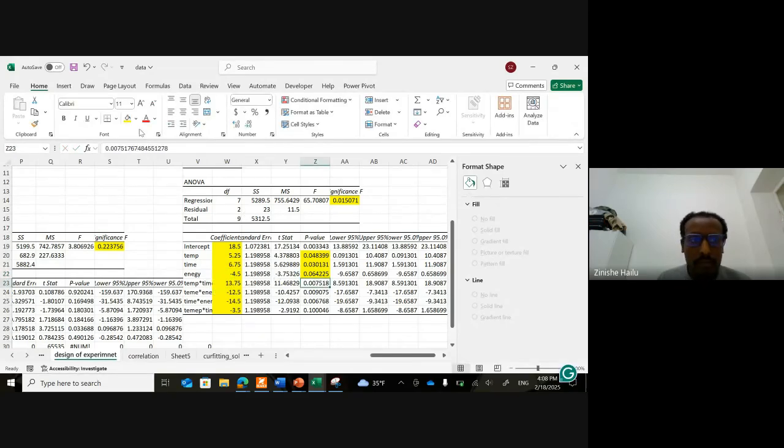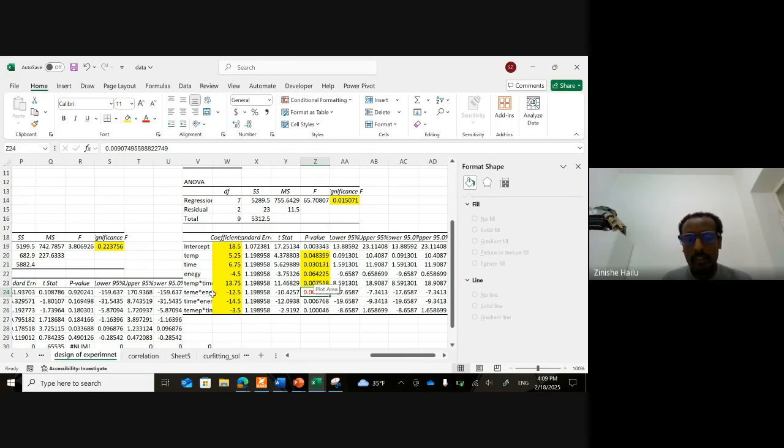And this is the highest, very important and very significant, and the coefficient is also higher, 13 point something. So the synergy effect of time and temperature affects the popcorn yield positively. And here the temperature and the energy, if we see, is very significant, but higher temperature and higher energy consumption can lead to a decrease in the yield of the popcorn.